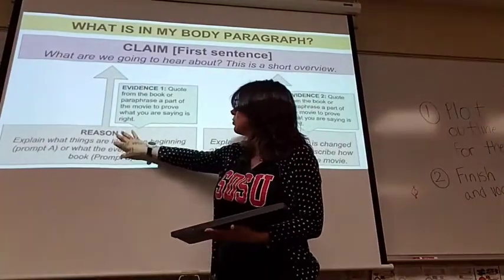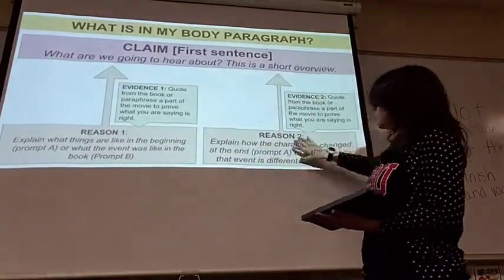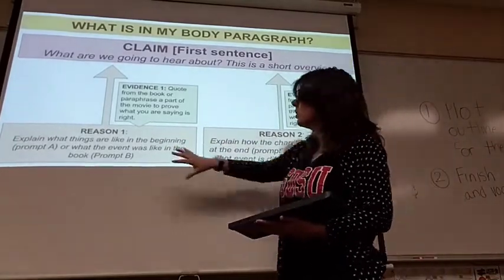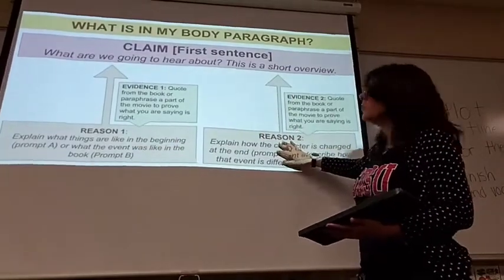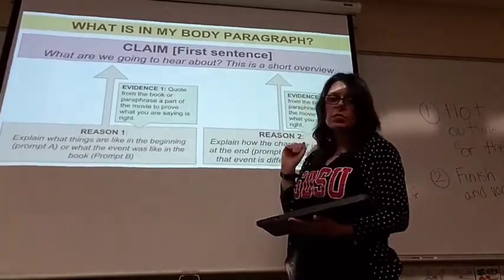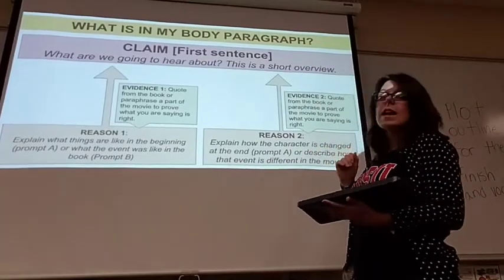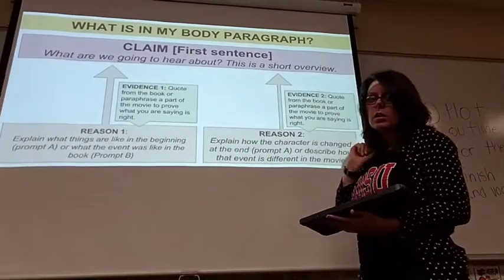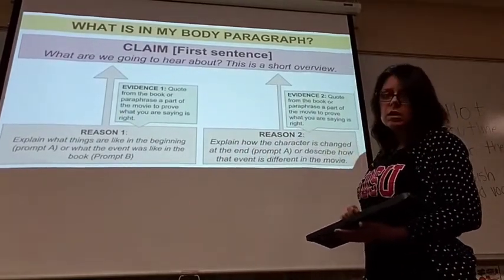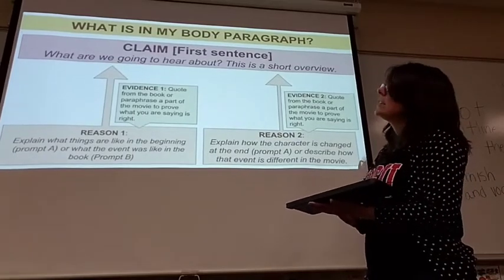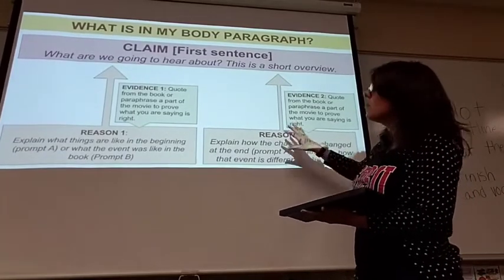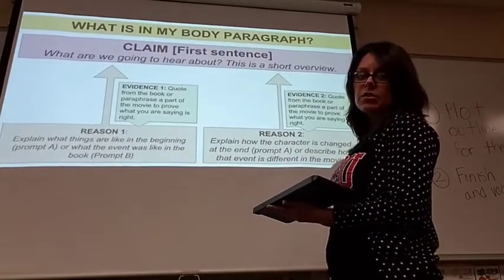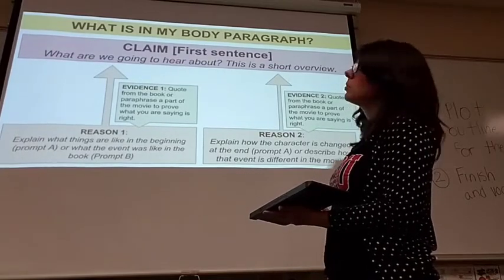So if you're doing prompt B, reason 1, all about the book. Reason 2, all about the movie. This paragraph is about comparing and contrasting the book to the movie and giving us evidence for each. Or if you chose prompt A, you're comparing and contrasting the character at the beginning of the book versus the character at the end of the book. And of course, if you chose prompt C to do a theme, then both of these reasons will be showing us your theme in action inside the book, showing us examples of your theme.